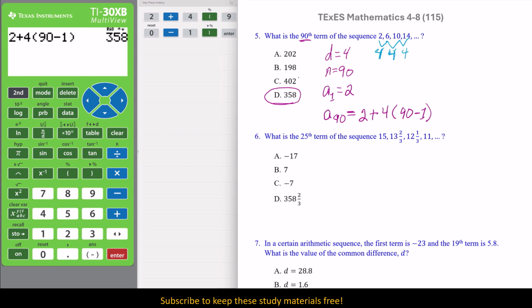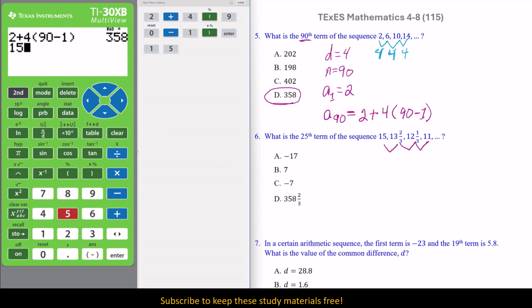What is the 25th term of the sequence 15, 13 and 2/3, 12 and 1/3, and 11? Okay. That looks a little dicey, but don't worry about it. I'm not seeing a common ratio. I'm only seeing a common difference. But you need to put it in the calculator and verify that. Okay, so let's try this. So 15, now it's a common difference.